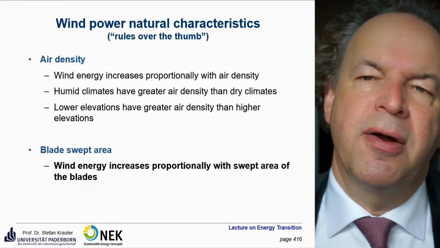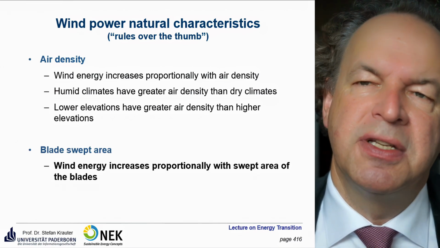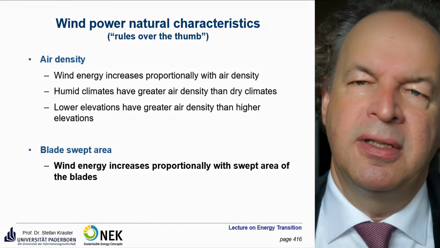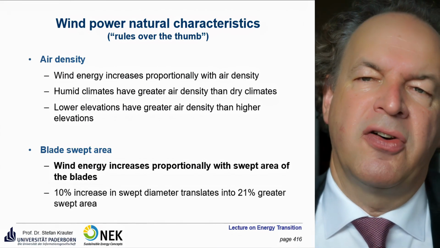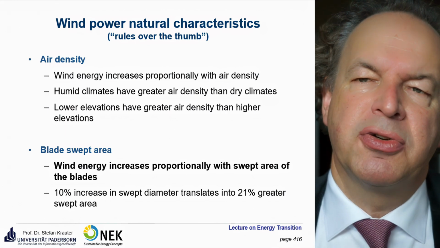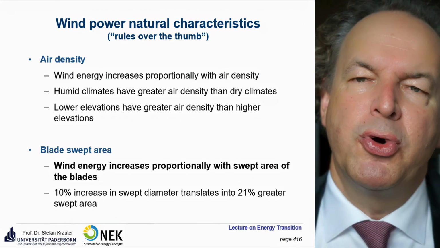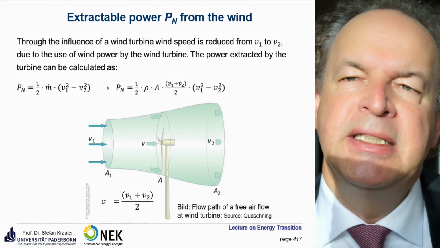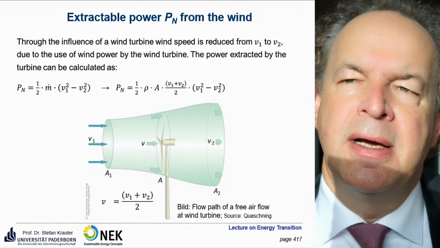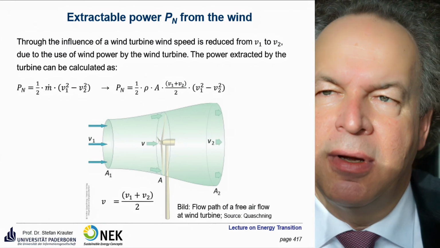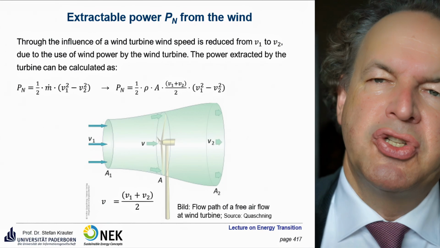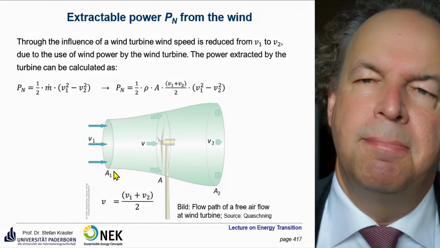The blade swept area. So wind energy increases proportional with the area. So it's directly proportional as we saw in the formula. A 10% increase in the swept diameter translates into 21% greater swept area and power output. Here we take a look at the possible extractable power from the wind. So just take first a look at the picture here.